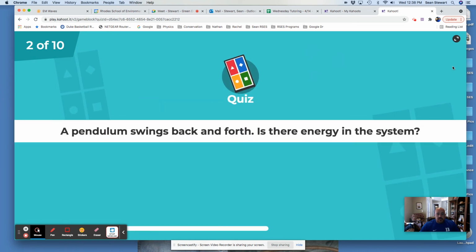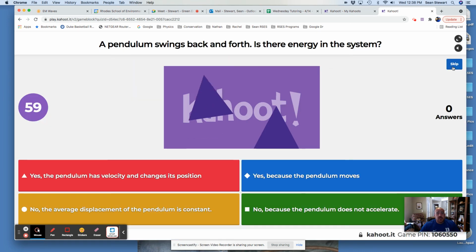A pendulum is something that swings back and forth. Even if you don't know what it is, you know it moves back and forth. Is there energy in that system? Press pause so you can figure out the answer. And remember, anytime something is moving or changing, there is energy. So we know the answer is yes. And blue says yes because it moves. So blue is our best answer.